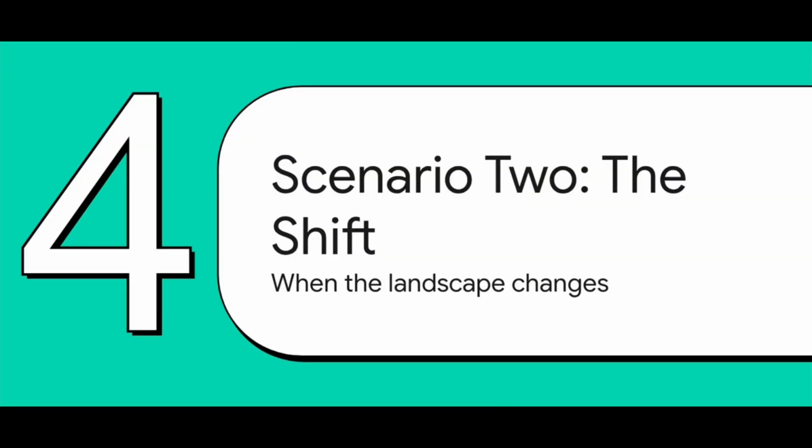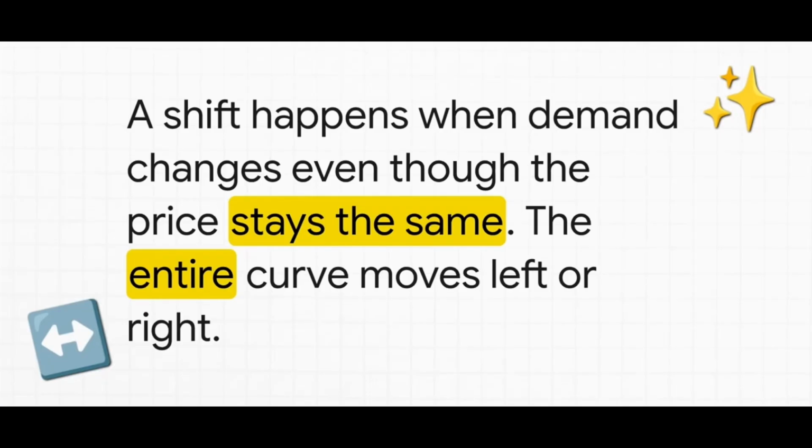Okay, so that's what happens when the price changes. Pretty logical, right? But what happens when something else comes along and changes the entire game? Well, that brings us to scenario number 2, the shift. Now, a shift is a whole different animal. This is what happens when the number of people who want to buy something changes, even if the price hasn't moved an inch. We're not talking about moving along the path anymore. We're talking about the entire path itself picking up and moving somewhere else.